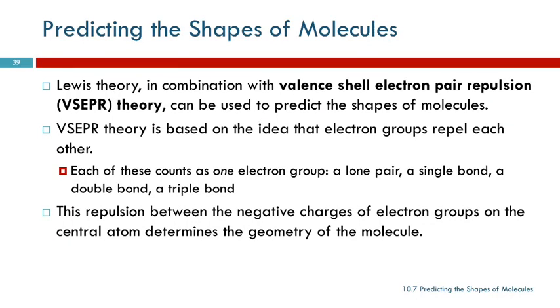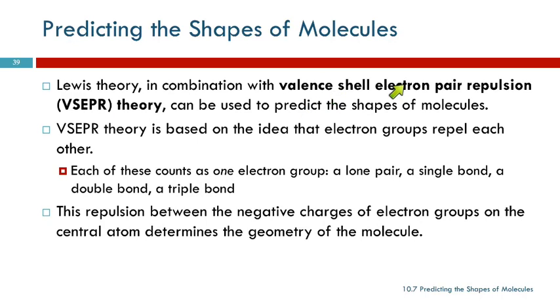So, predicting shapes of molecules. We've learned how to write Lewis structures, and we're going to use the Lewis structures to predict the shapes of molecules. The shape of a molecule is very important because it determines many of its physical and chemical properties. The theory we're going to use for this is called valence shell electron pair repulsion theory, or VSEPR for short. We tend to pronounce that VESPR, even though the E and the S get mixed up in there.